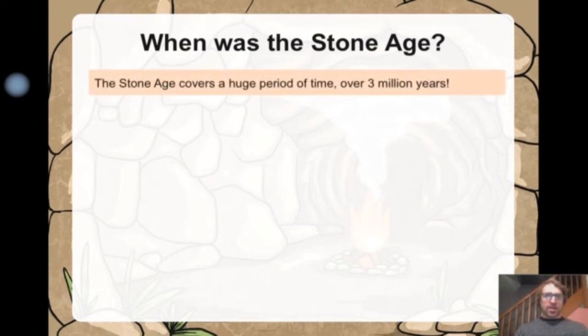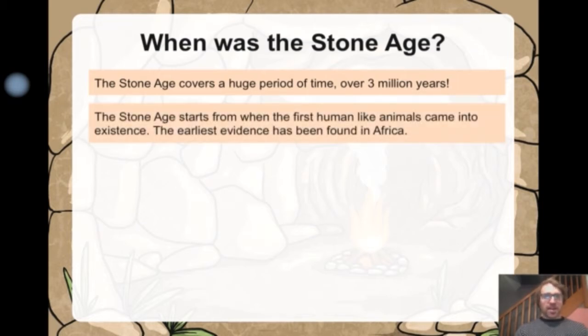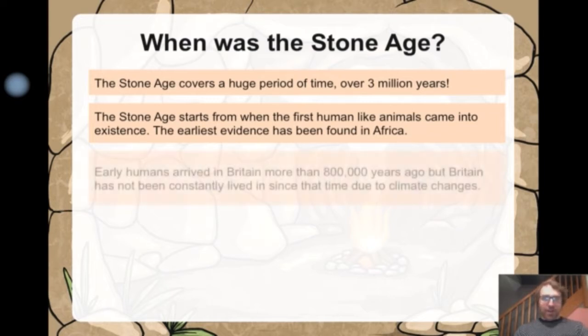The Stone Age covers a huge period of time, over 3 million years. The Stone Age starts from when the first human-like animals came into existence. The earliest evidence has been found in Africa.